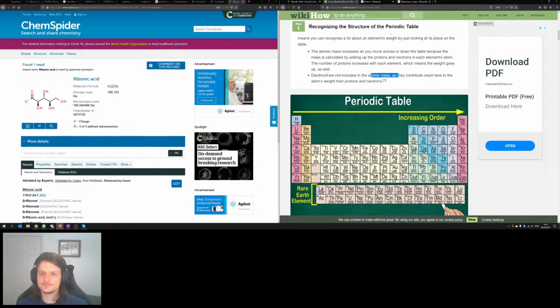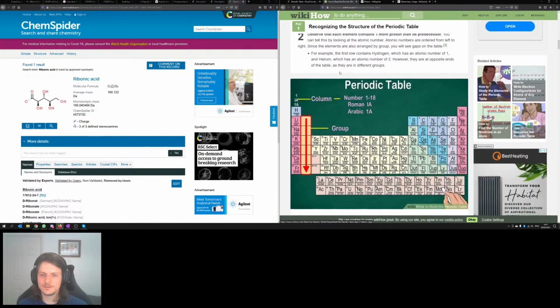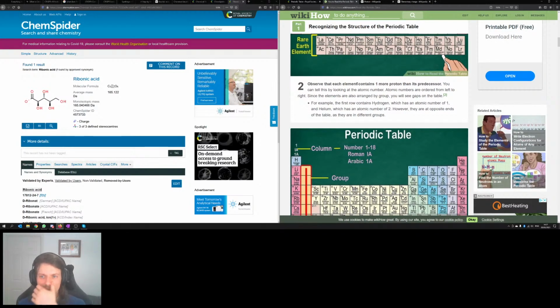And then you have increasing order. Observe that each element contains one more proton than its predecessor. You can tell this by looking at the atomic number. Atomic numbers are ordered from left to right. Since the elements are also arranged by group, you will see gaps on the table. For example, the first row contains hydrogen, which has an atomic number of 1, and helium, which has an atomic number of 2. However, they are at opposite ends of the table as they are in different groups.